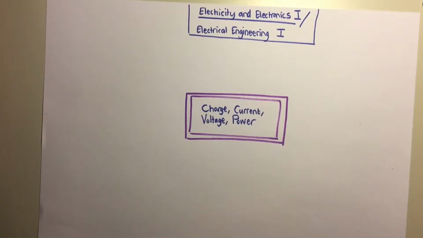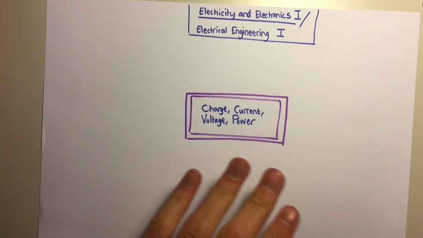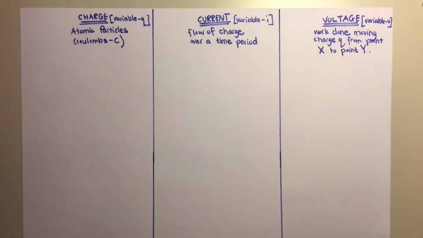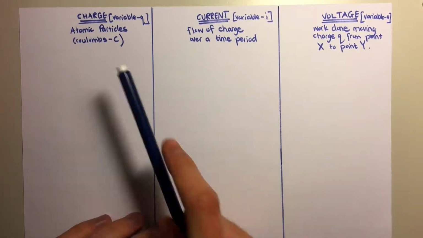So in this video, I'm going to start my series on Electrical Engineering 1. I will start with charge, current, voltage, and power. So, what is charge? Charge is atomic particles.